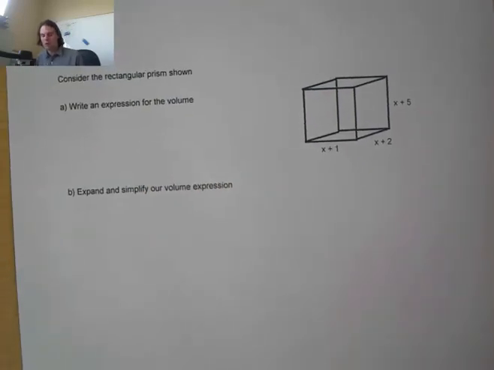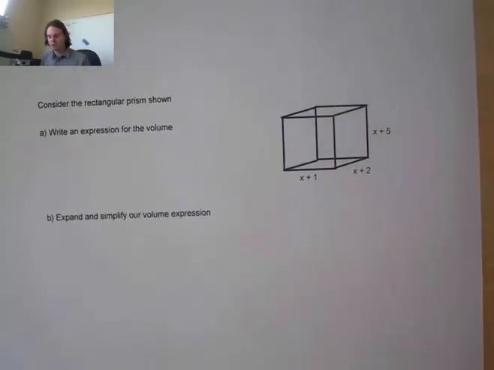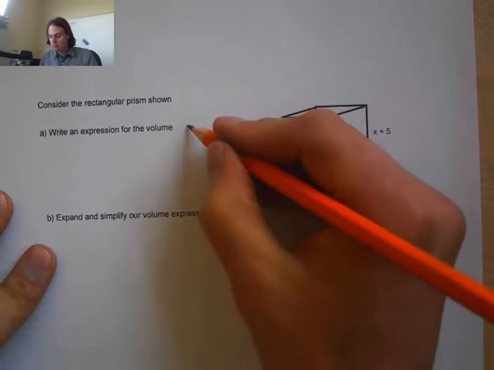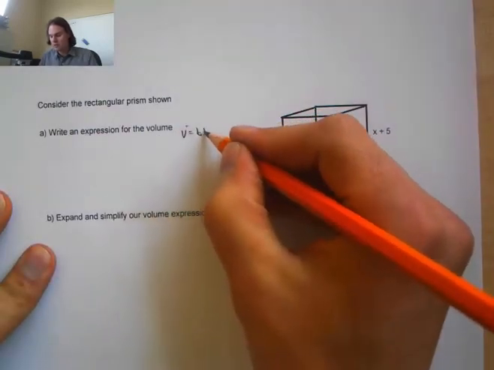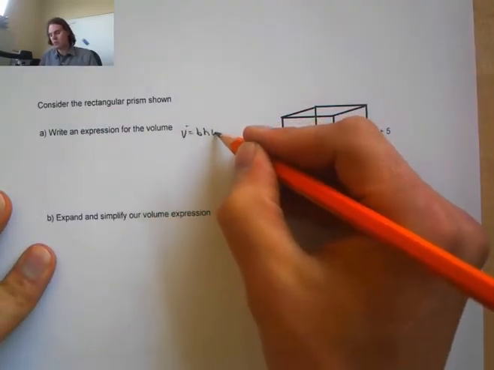It's tedious and long. Okay, now let's consider this regular rectangular prism shown. Write an expression for the volume. Well, volume is equal to base times height times width or depth.